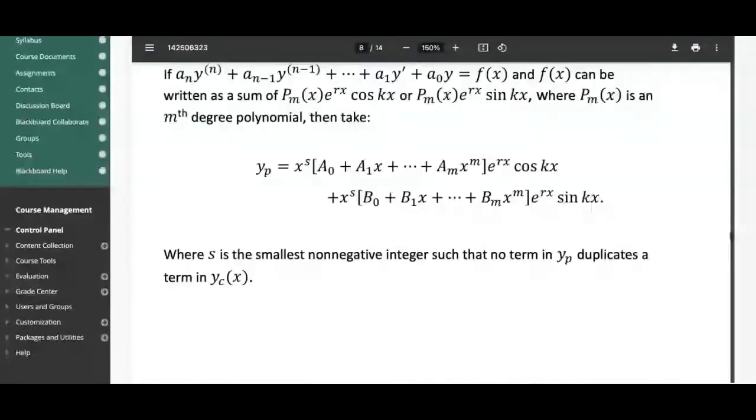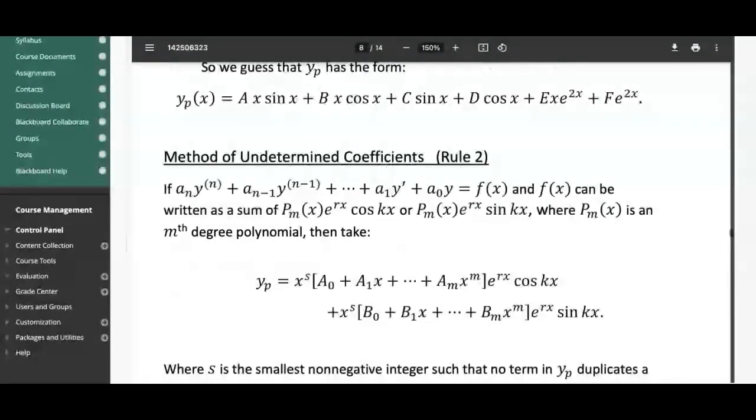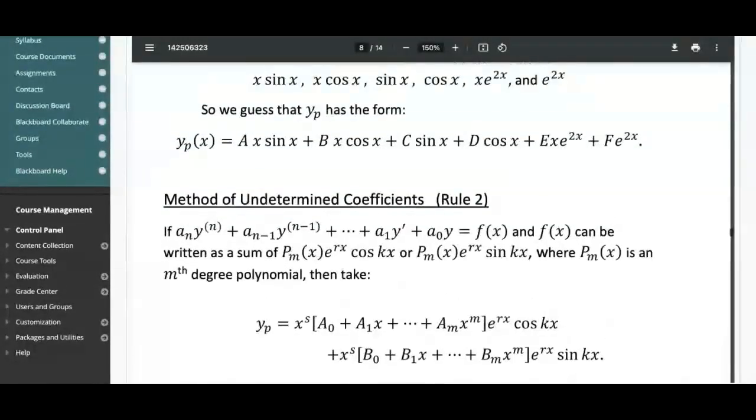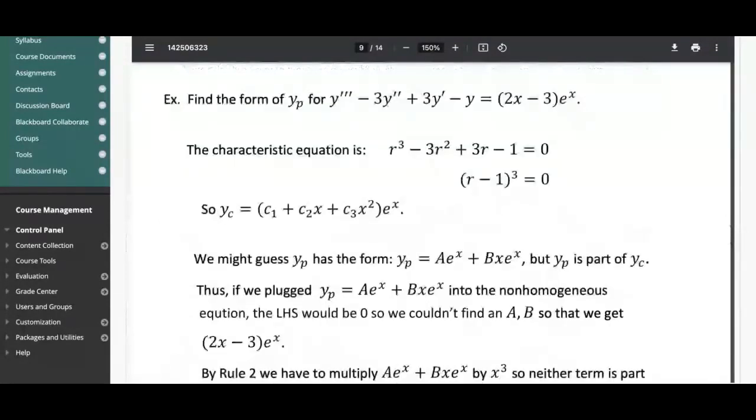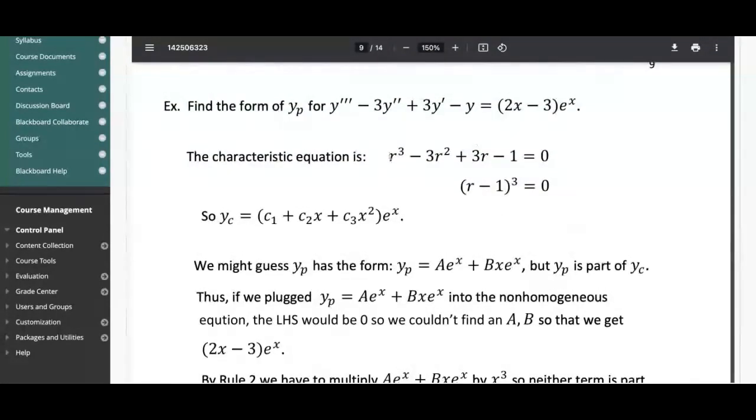Let's go from the very beginning. Maybe we use an example. That's too complicated. Okay, let's see this one, right? So first we treat this one to be 0. We form a characteristic equation and solve for it. Then we get a complementary solution as such: C1 e to the x, C2 x e to the x, C3 x squared e to the x, right? No problem for this part.